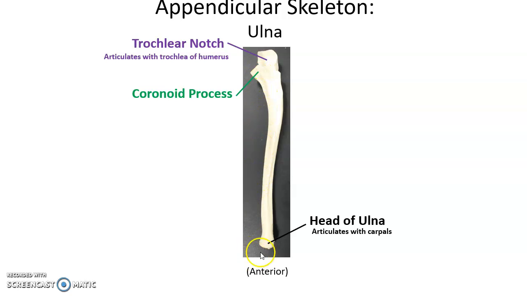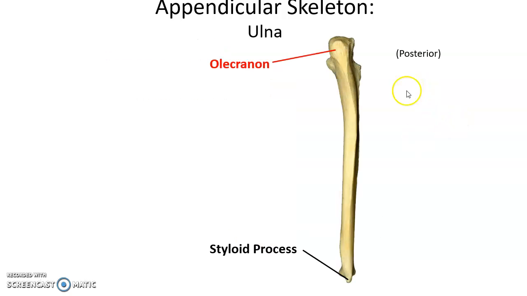Go down to the distal end of the ulna, we see the head of the ulna that articulates with the wrist bones, the carpals. Flip over to the posterior view of the ulna. This large bump sticking out posteriorly, that is the olecranon. If you touch the point of your elbow, that bump there is the olecranon. And then if we go down to the distal end of the ulna, we see a little point sticking down, that is the styloid process.